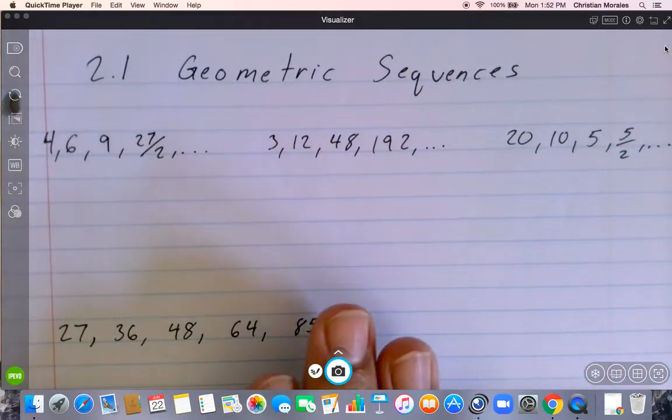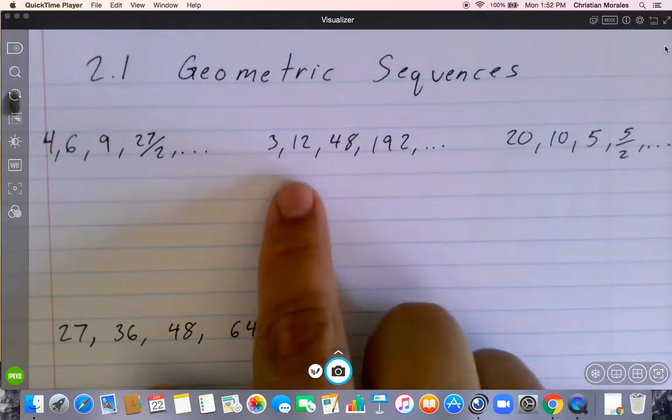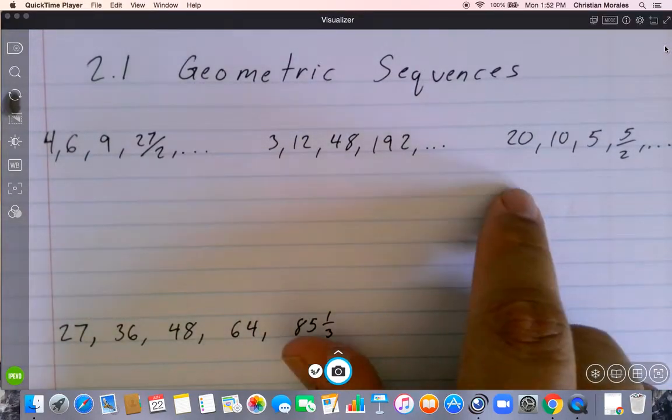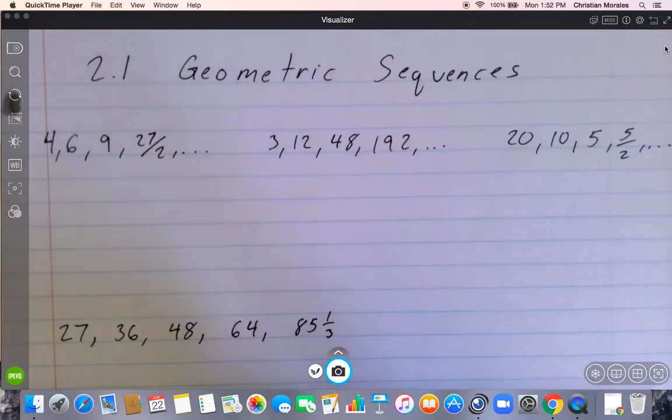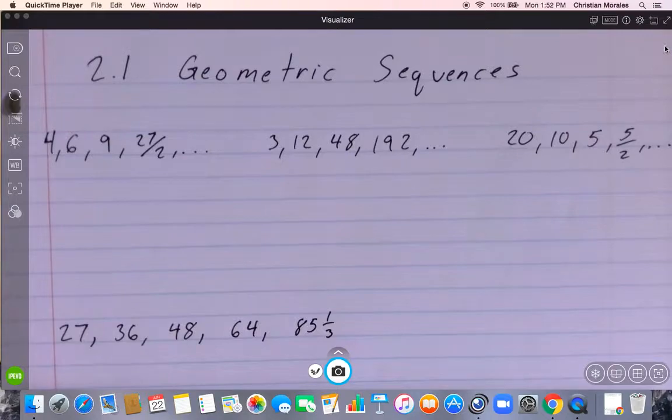And I know that seems weird because you have some fractions here, you have some numbers that are growing, and some numbers that are getting smaller, okay? But each of them is multiplying. So I think the most difficult part for this is trying to find the pattern when it's not obvious. So if we take a look at the middle one.